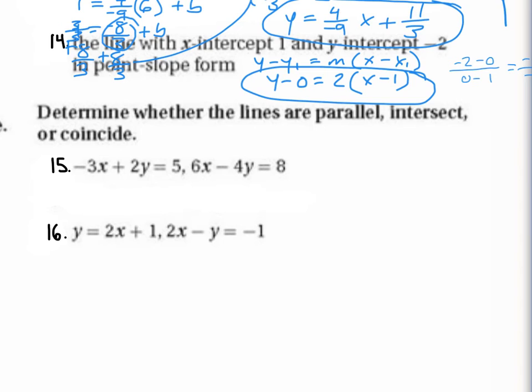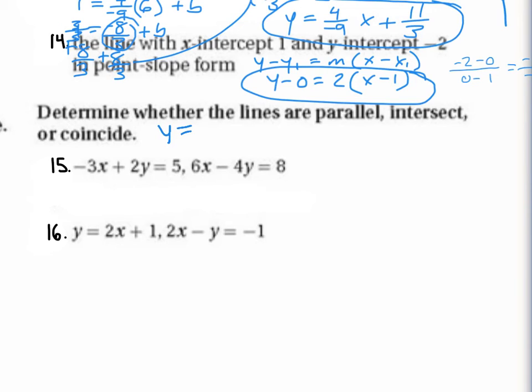So 15 says determine whether the lines are parallel, intersect, or coincide. What do we need to do first in order to tell whether the lines are parallel, intersect, or coincide? We put in slope-intercept form. So we have to get it to y equals the rest of the formula.